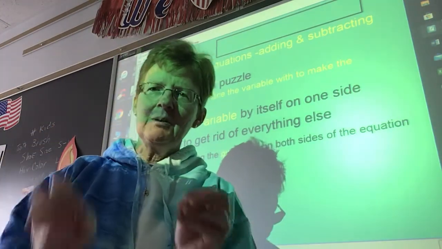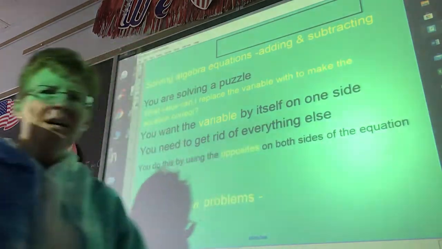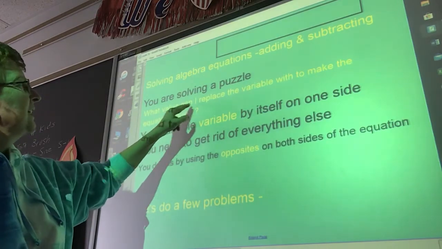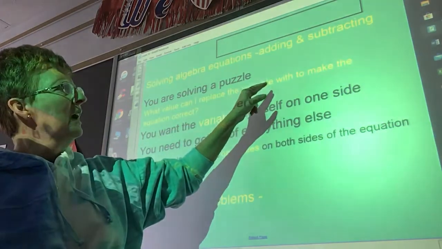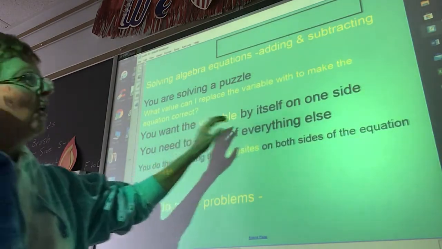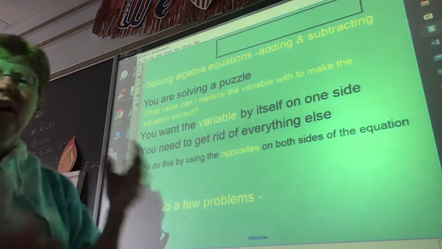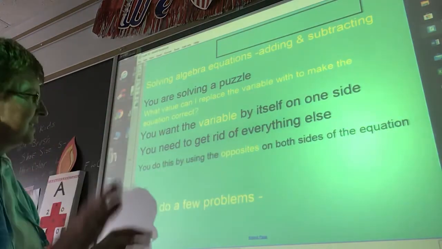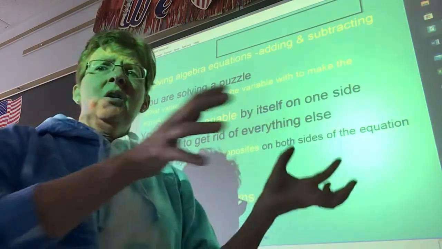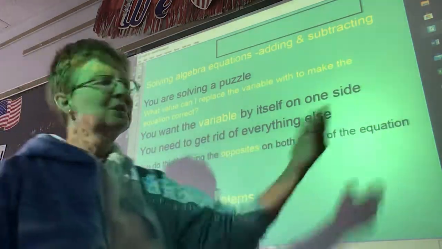Now, I'm going to do a couple of examples here that are easy to give you the idea. You're solving a puzzle. You want the value that can replace the variable and make the equation correct. You want the variable all by itself on one side of the equation, and therefore you need to get rid of everything else in that equation. And we're going to see how we do that. Often that's by using the opposite or inverse operation on both sides of the equation, as your book says.